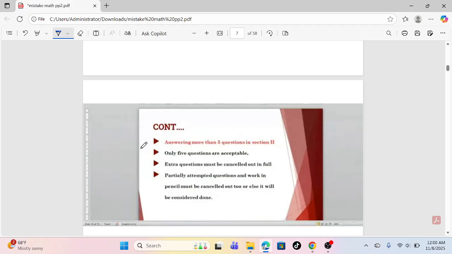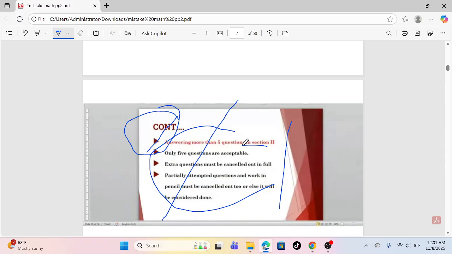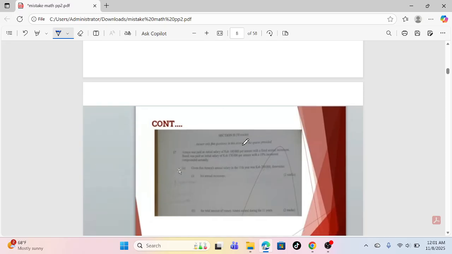Partially attempted questions and work in pencil must be cancelled out too, or else it will be considered as a done or attempted question. So even if you used pencil, if the question has defeated you, just cancel using one line. And your line should pass through your writing. For example, if you want to cancel this, it must pass through like this. If your line does not pass through any writing, this question will be marked and is considered as a done question or attempted question. Look at this.